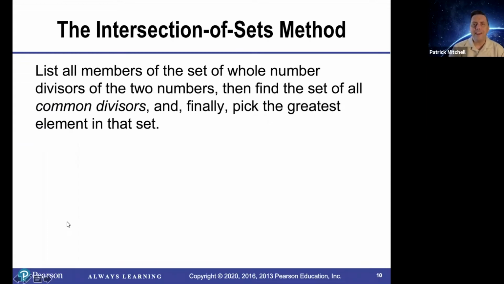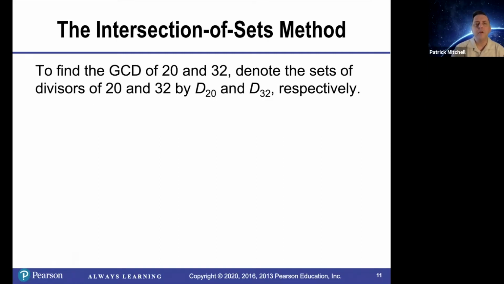Another method is the intersection of sets method. List all members of the set of whole number divisors of the two numbers, then find the set of all common divisors, and finally pick the greatest element in that set. So to find the GCD of 20 and 32, let's denote the sets of divisors of 20 and 32 by D sub 20 and D sub 32.